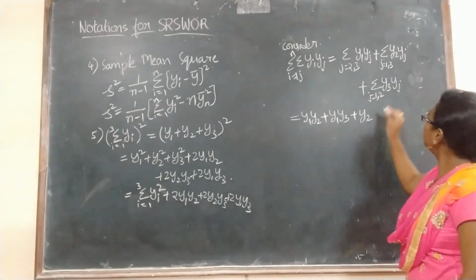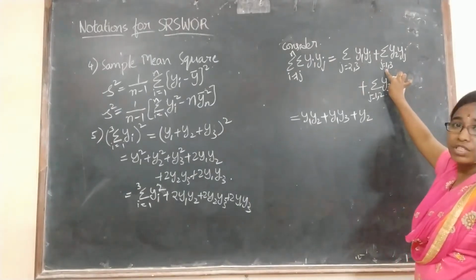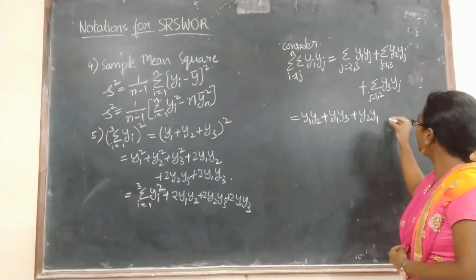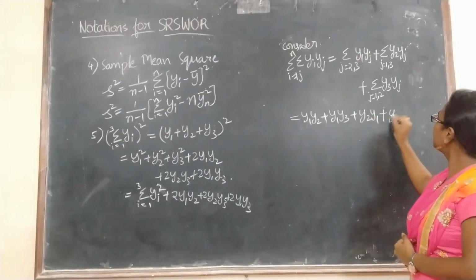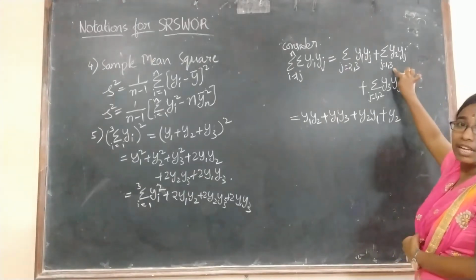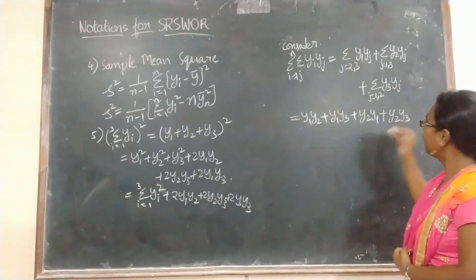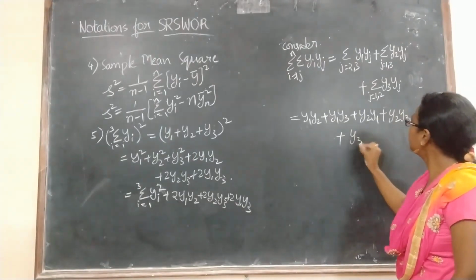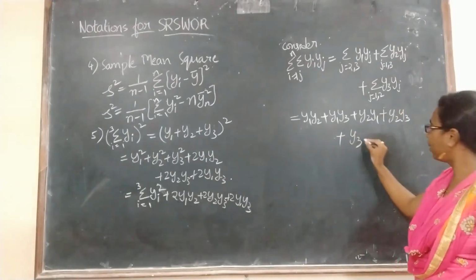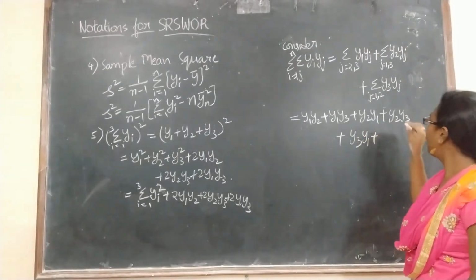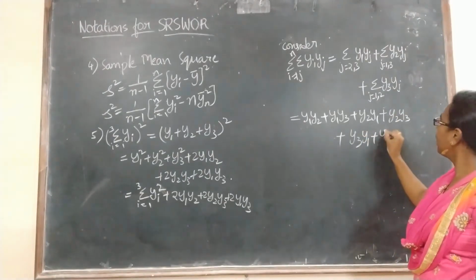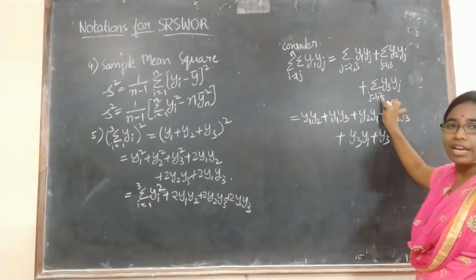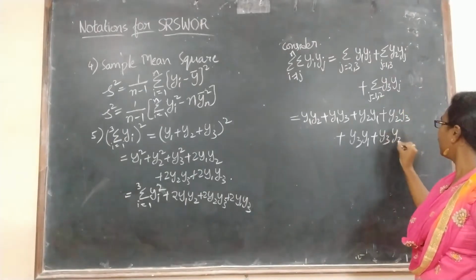y2 as it is. j value, first you apply 1. So you get y1 plus y2 as it is. In place of j, write 3. So you get y3 plus here y3 as it is. In place of j, first I will write 1. So y1 plus y3 as it is. In place of j, I will write 2. So I will get y2.